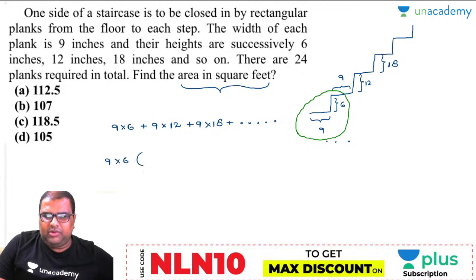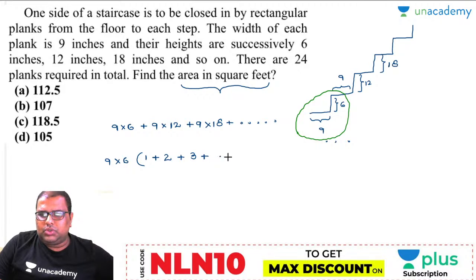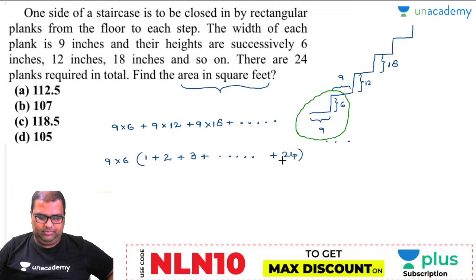Now what will be the leftover number there? 1. Yes. What will be the leftover number there? 2. What will be the leftover number there? 3. So on. So totally how many do you need? You need 24 planks. So end at 24.